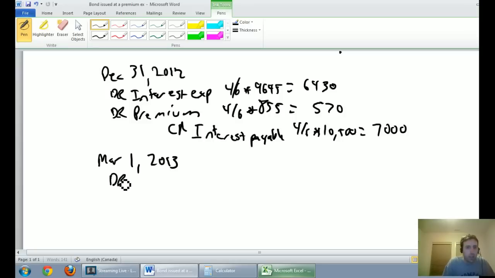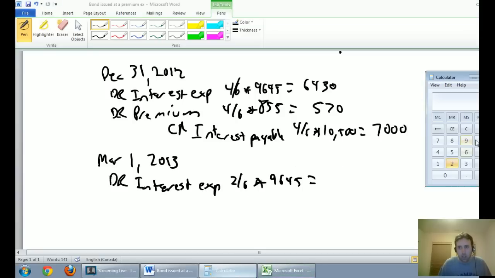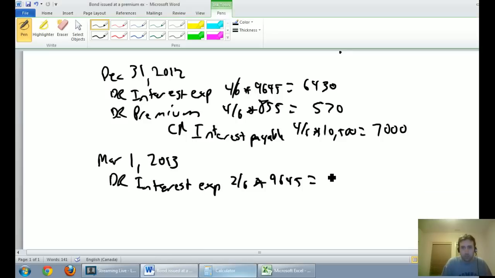We're going to debit our interest expense by 2/6 times 96.45. Whoa, my writing is messy. 2/6 times 96.45. Should be able to do it in my head, but I can't. It's getting too late. Times 9645 equals 32.15.